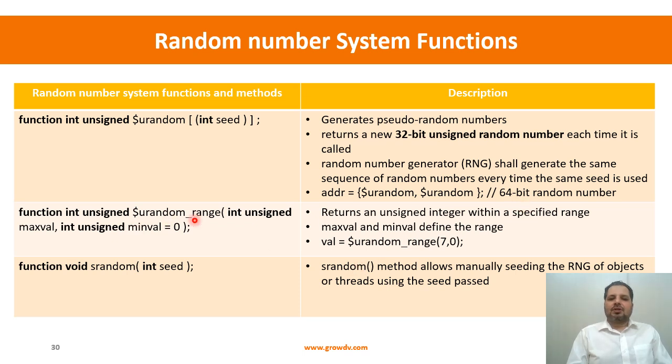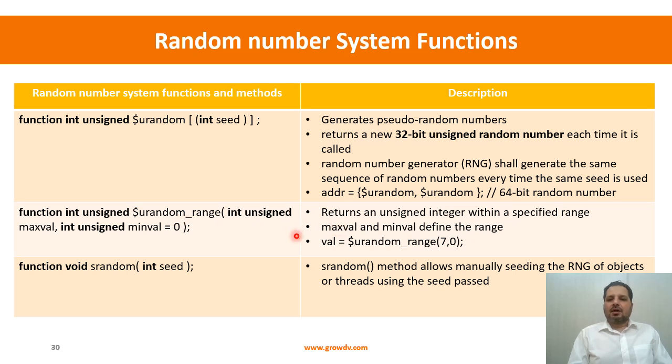And then you have urandom_range, which is similar to the urandom function, but allows you to generate a random number within a range. You can define a min value and a max value, and it will generate within that range. Note that the min value takes a default value of 0, so you can pass only the max value and still generate a random number up to that value. Again, it's a 32-bit unsigned random number that it will provide within the range.